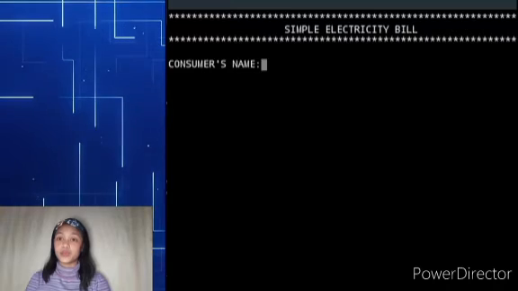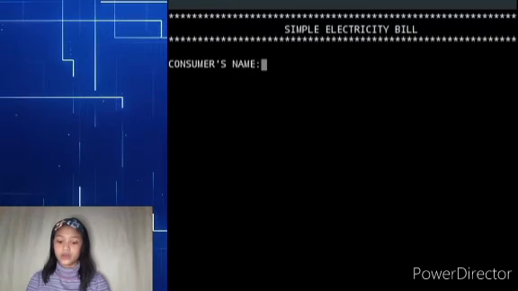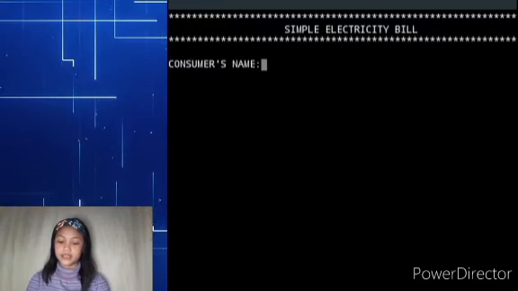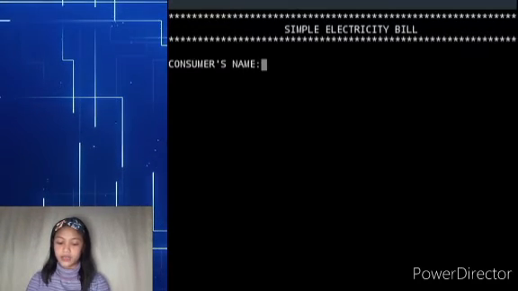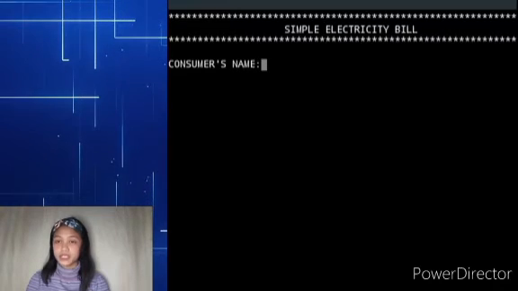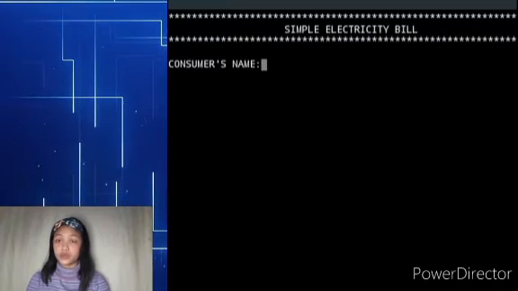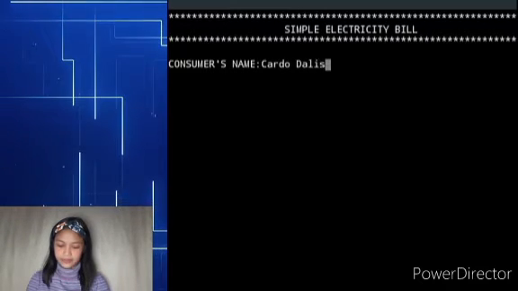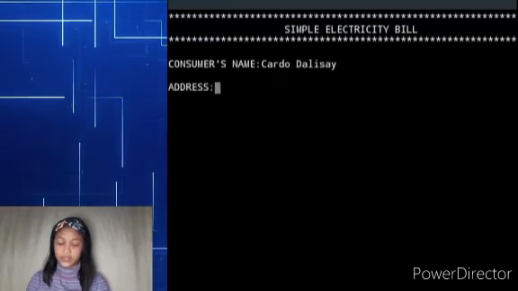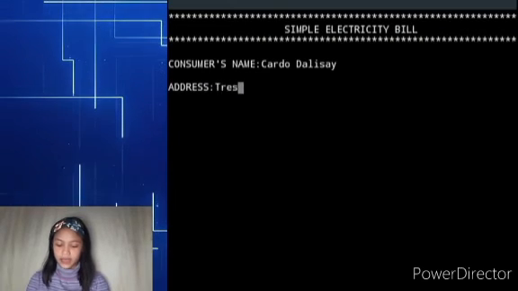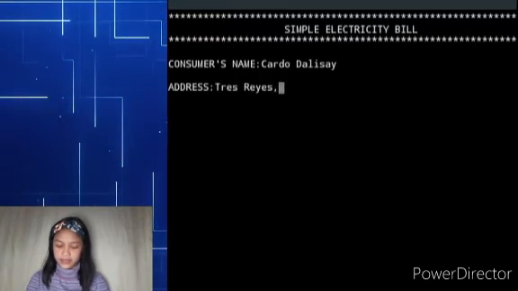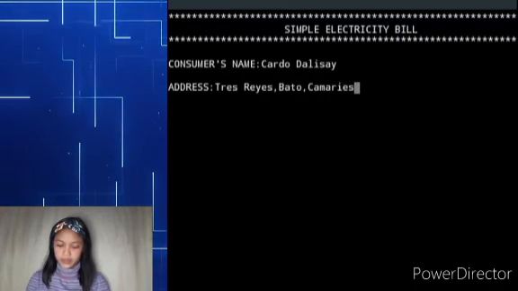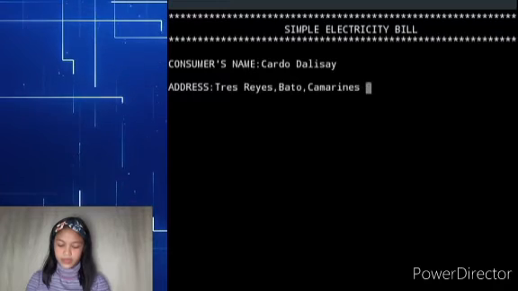And now we're in the output of the code. So after the code, this will appear here. So simple electricity bill, this is the header we made in our code. And consumer's name, we will put the name of the consumer. For example, we have Cardo Dalisay. So address, for example, Cardo is from Tres Reyes, Batu, Camarines Sur.